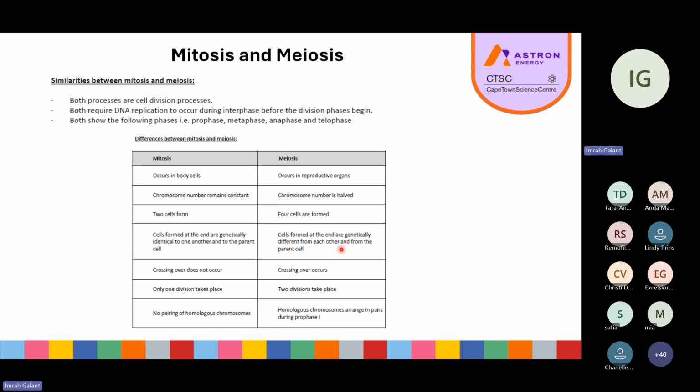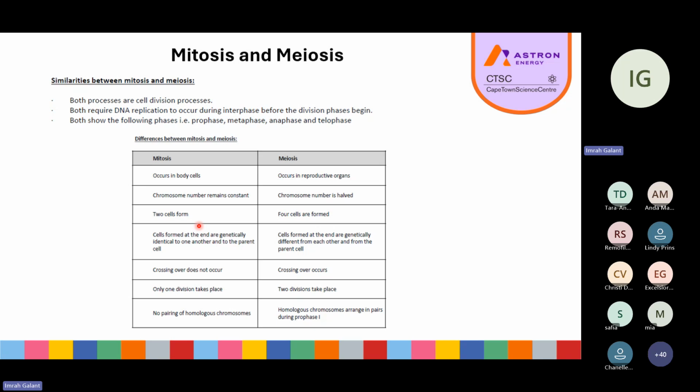They're genetically different because crossing over took place in meiosis in prophase 1, which allowed for genetic variation. But in mitosis, no crossing over took place, meaning there's no genetic variation, because the cells are identical to one another and to the parent. Mitosis has only 1 cell division. Meiosis has 2 cell divisions, meiosis 1 and meiosis 2. Then in meiosis, homologous chromosomes arrange in pairs during prophase 1.